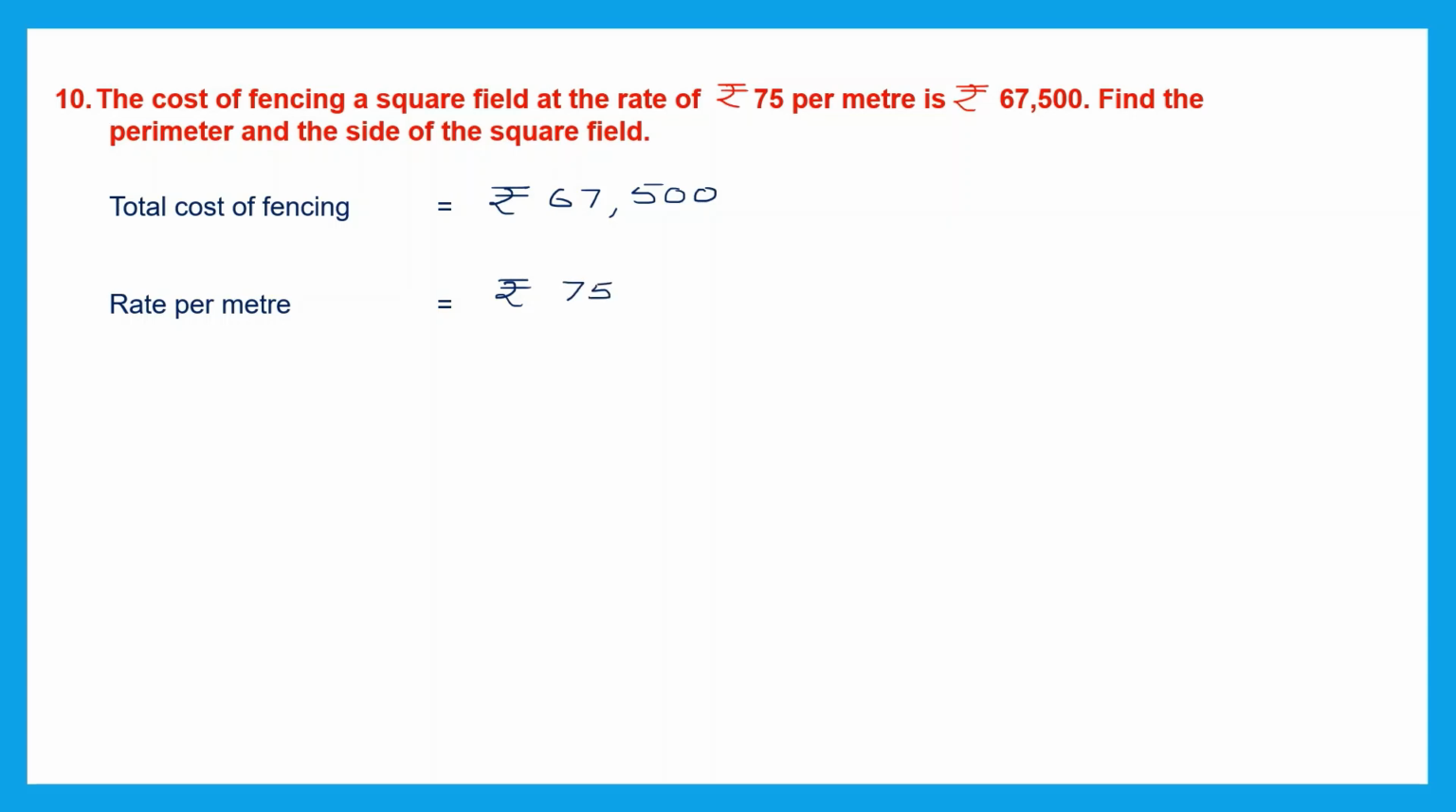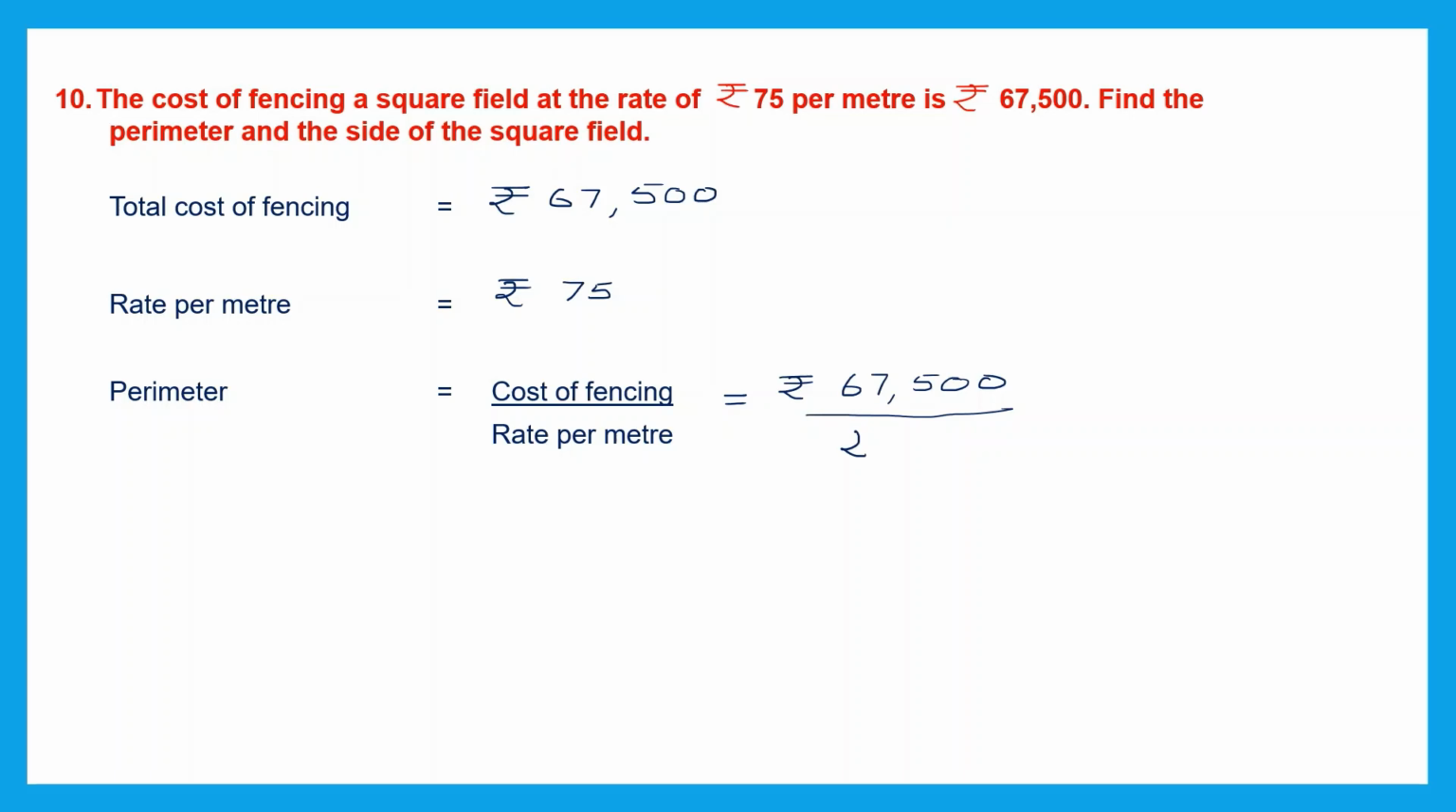Now with the help of these two values we can find the perimeter, that is cost of fencing by rate per meter. This is also a formula that you can keep in mind. When the total cost of fencing is given and the rate per meter is also given, then to find the perimeter you just have to divide cost of fencing by the rate per meter. So let's do that. So cost of fencing, we've got 67,500 rupees divided by rate per meter, which is 75 rupees. So let's divide 67,500 by 75.